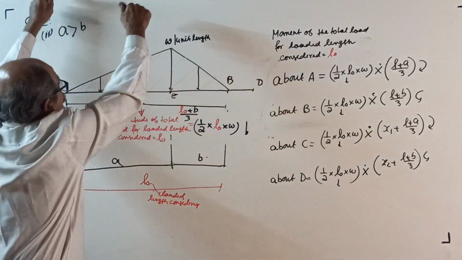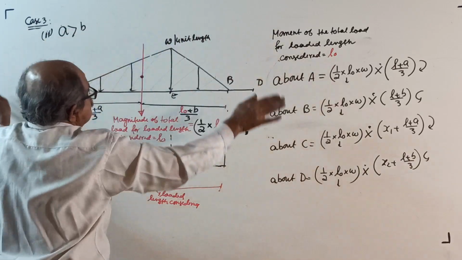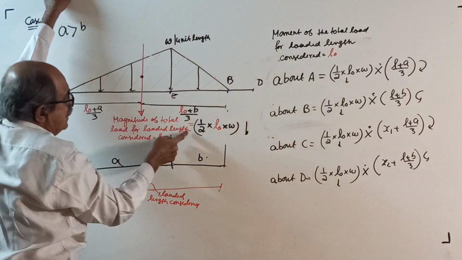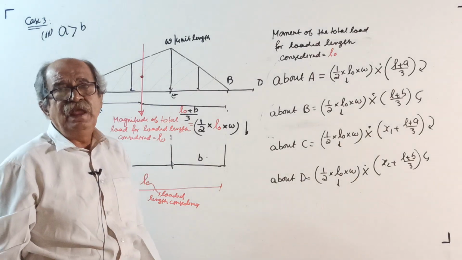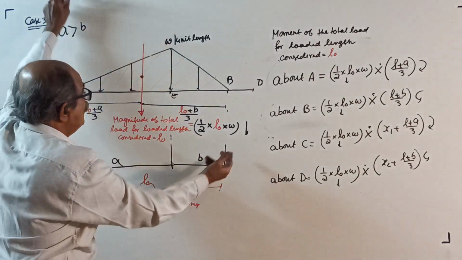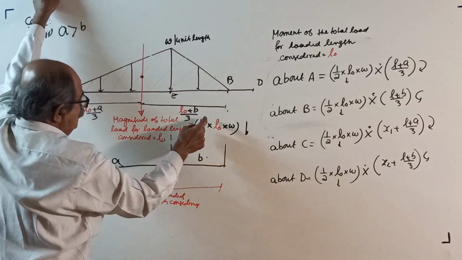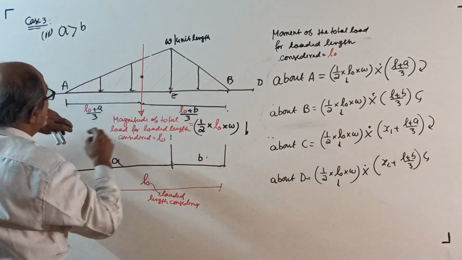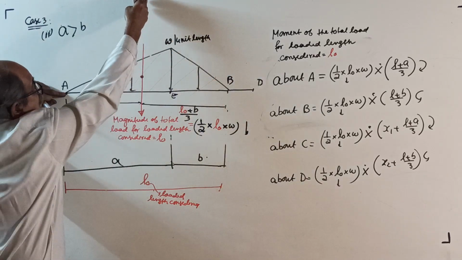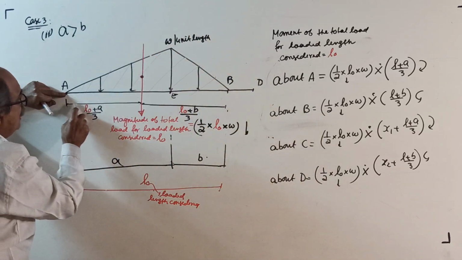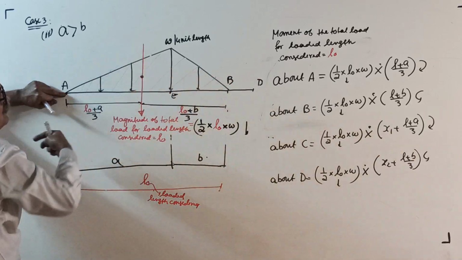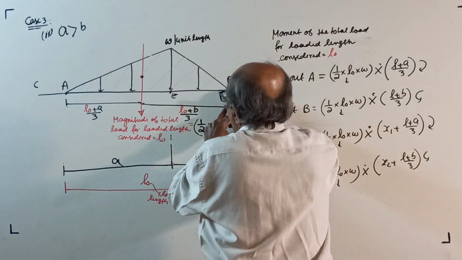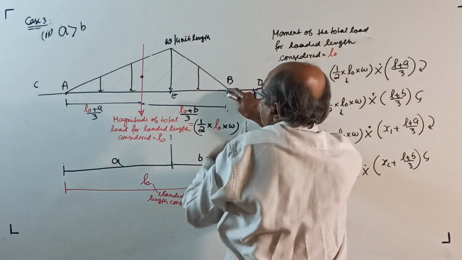Now, for the entire loaded length, magnitude of total load is given by area of the load diagram for the entire loaded length, half into L naught into W, down. Moment about A is total load into L naught plus A by 3, clockwise. Moment about B is total load into L naught plus B by 3, anti-clockwise.